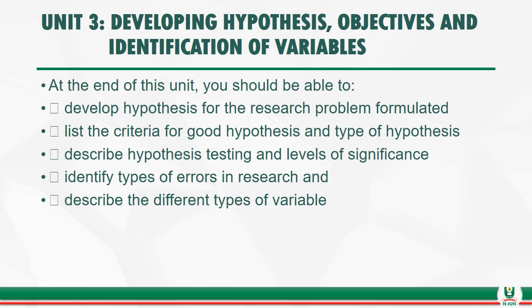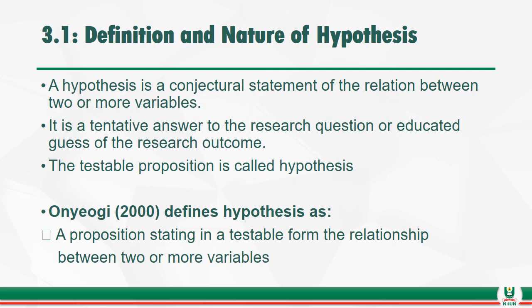Under Unit 3, we'll be looking at developing hypotheses, objectives, and identification of variables. At the end of this study, the student should be able to develop hypotheses for the research problem formulated, list the criteria for a good hypothesis and the types of hypothesis. They should be able to describe hypothesis testing and levels of significance, identify types of errors in research, and describe the different types of definition and nature of hypothesis.